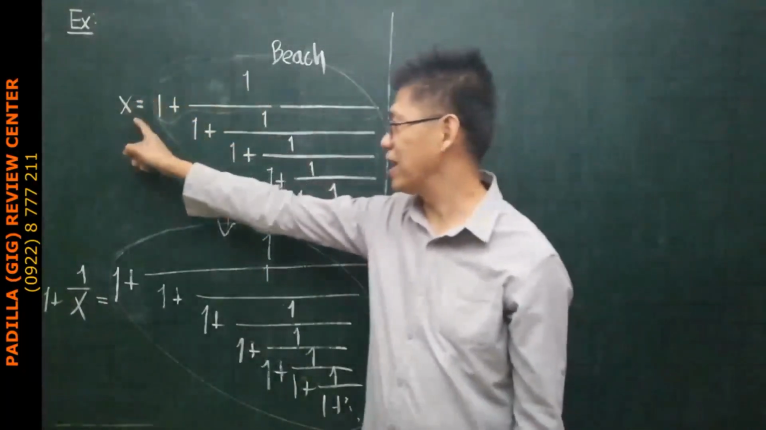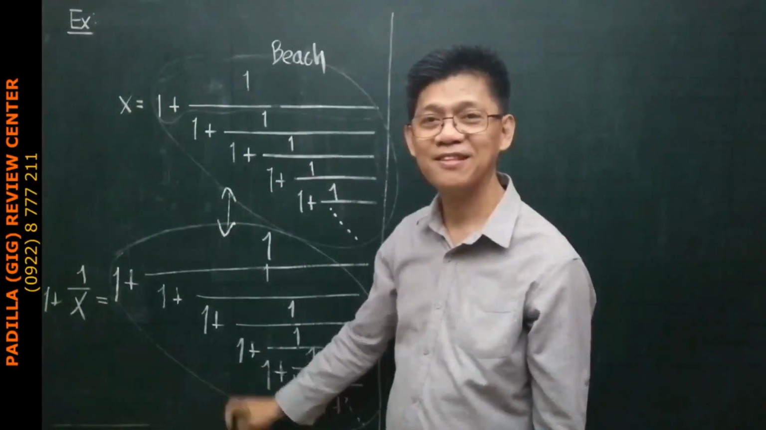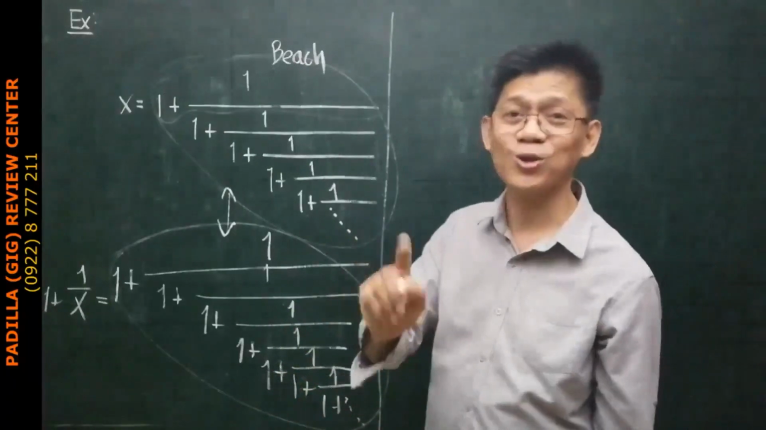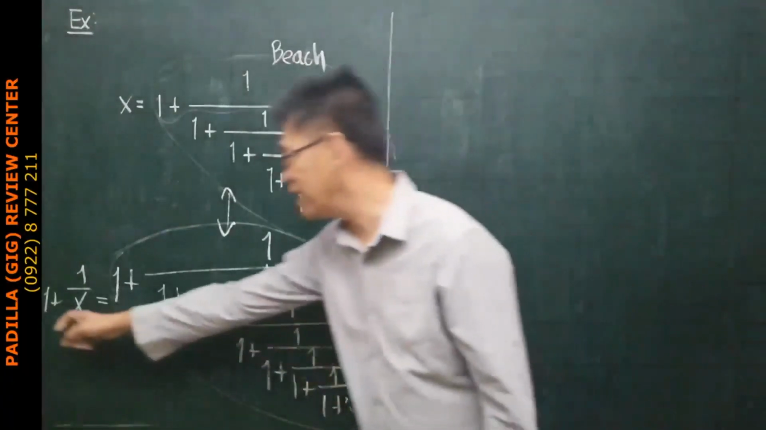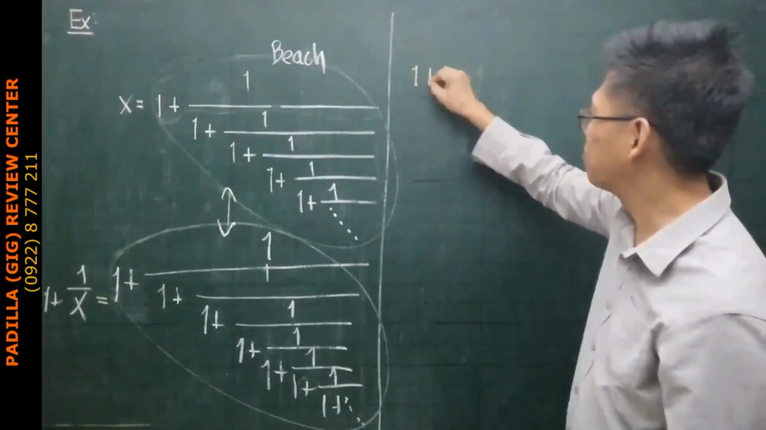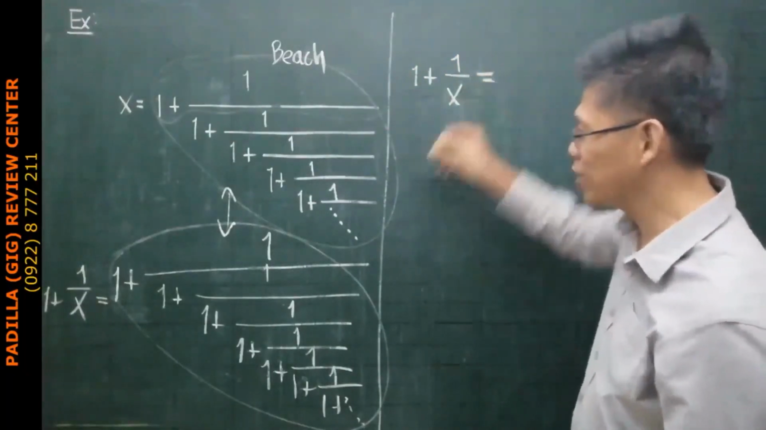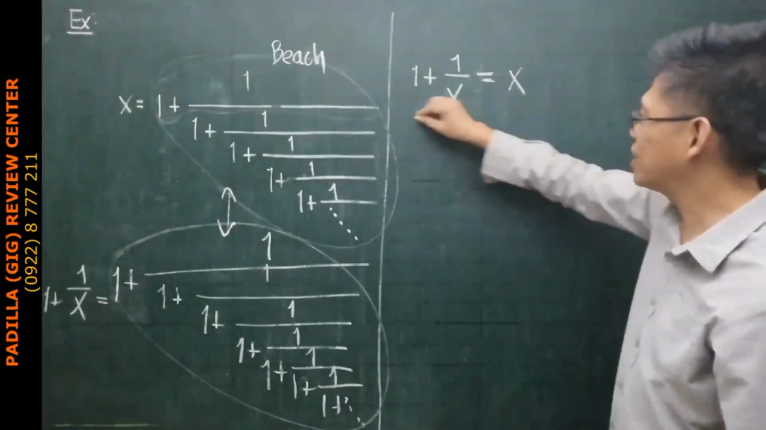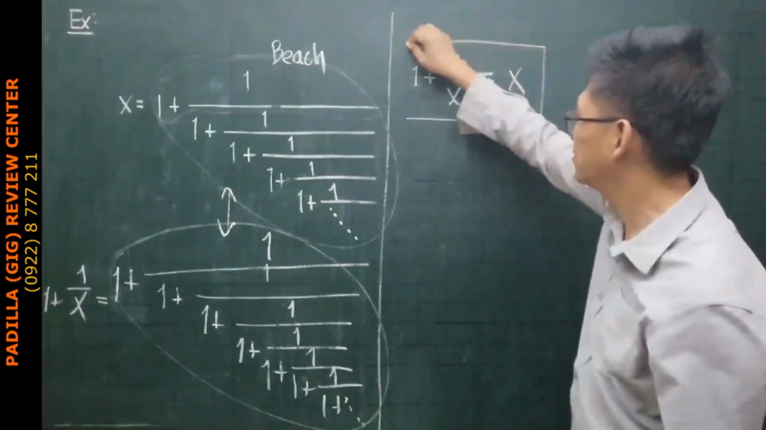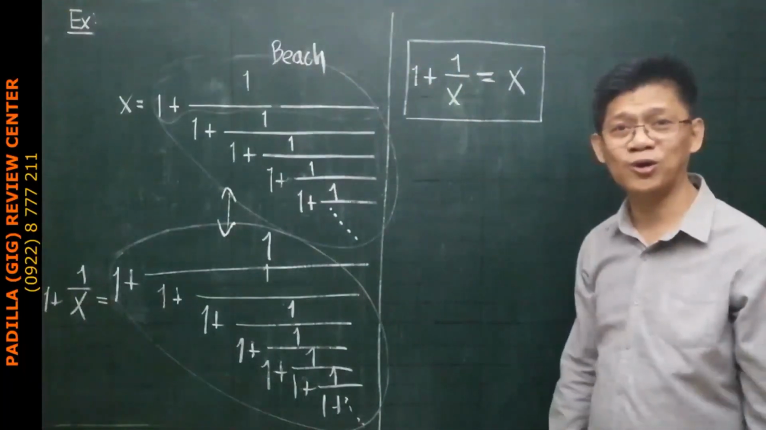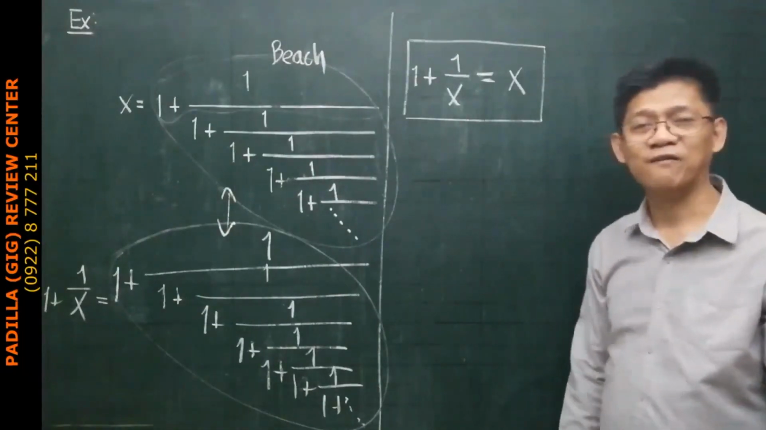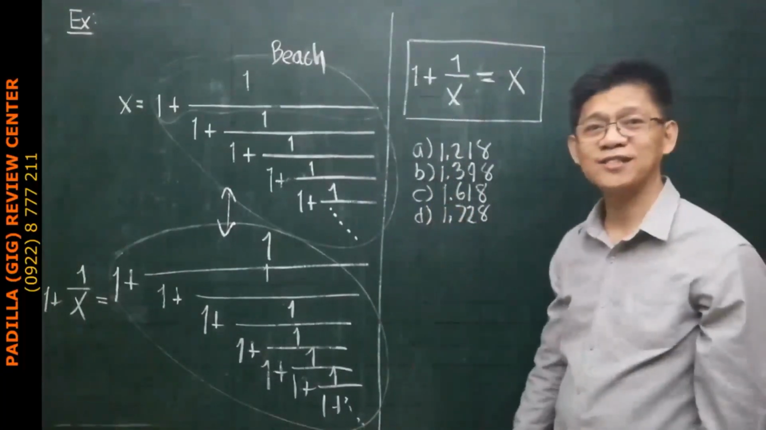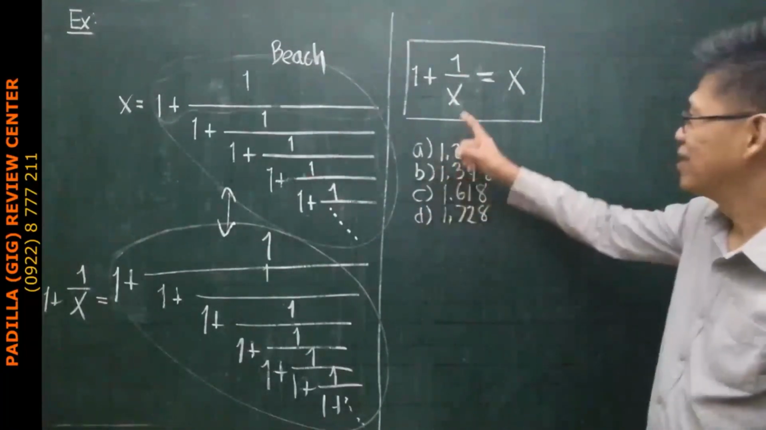If this is equal to x, this is equal to what? Also x. So, therefore, I say now that 1 plus 1 over x is also equal to x. After applying the Padilla-Sharp principle, this equation is reduced to one containing finite terms. So all you have to do is substitute the choices. You'll be able to get your x.